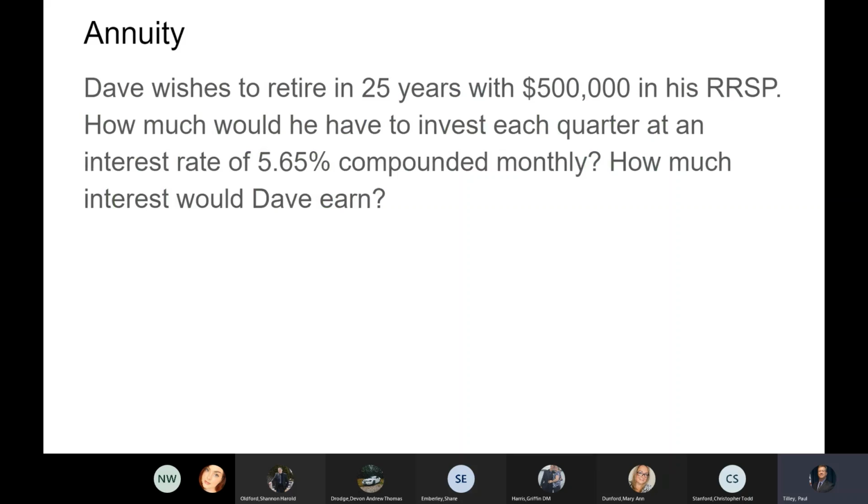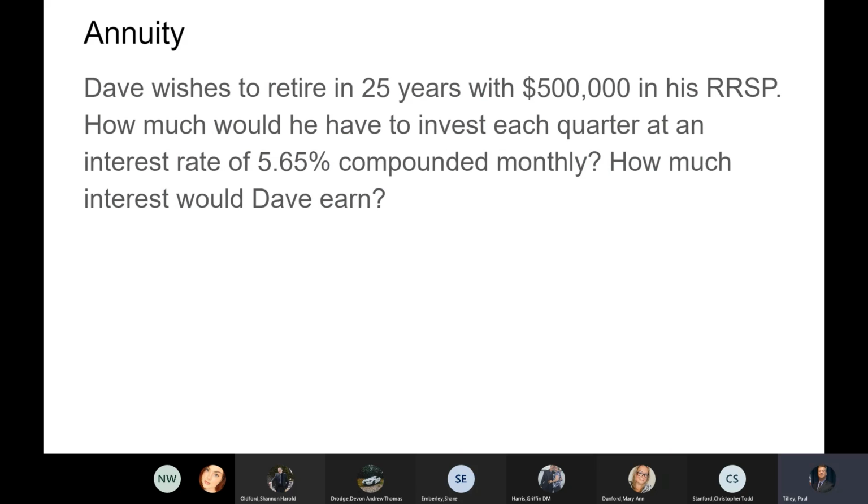Okay, 25 years is the time frame. 500,000, sorry, is the future value that you want to look at. The investment is made each quarter, meaning 4 times a year. So 4 times a year for 25 years, 4 times 25 is 100. So from the point of view of figuring out how many compounds we have, or how many payments we'll have, 25 times 4 is 100.